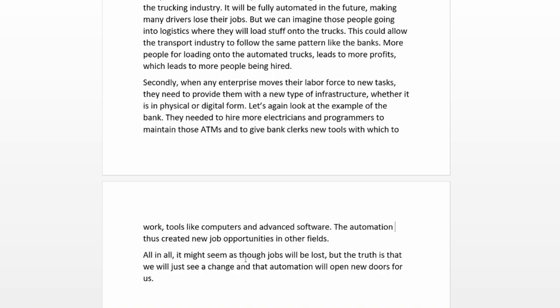Again, these tools were computers and advanced software. So the automation created new job opportunities in other fields. Basically, it connected electricians and programmers to banks, and this gave those people more jobs. And then in the last paragraph, I give a quick conclusion, that it might seem as though jobs will be lost, but the truth is that we will just see a change and that automation will open new doors for us. So I summarize really quickly what I talked about in my essay.